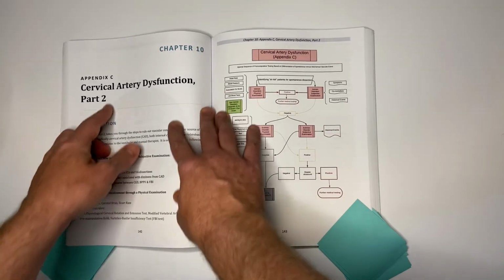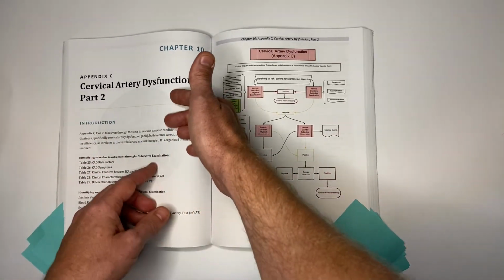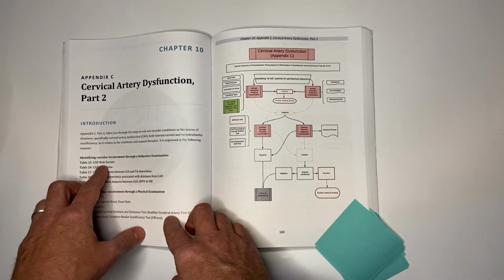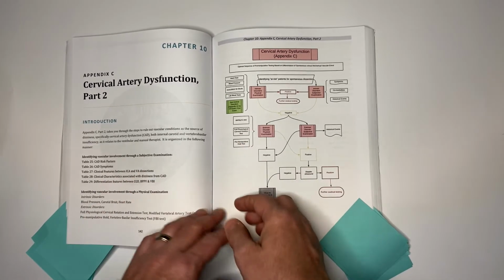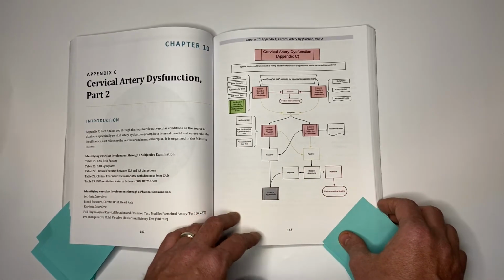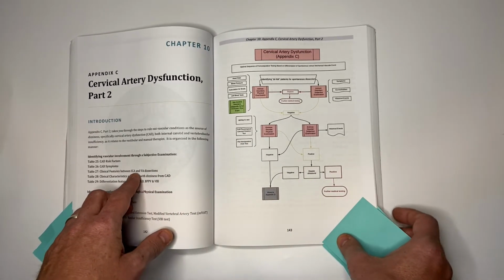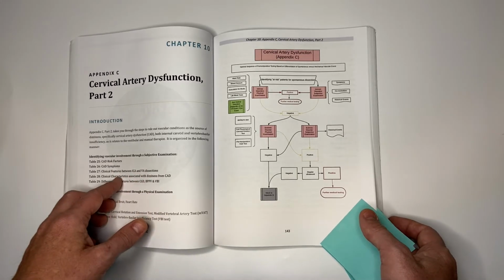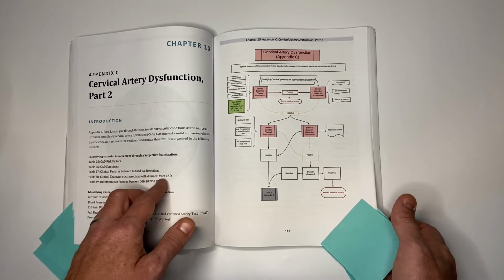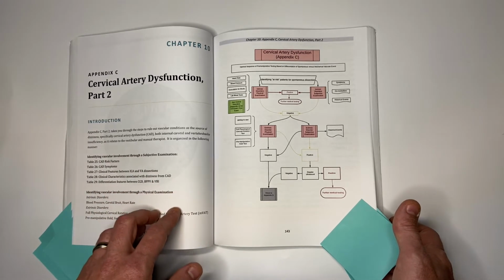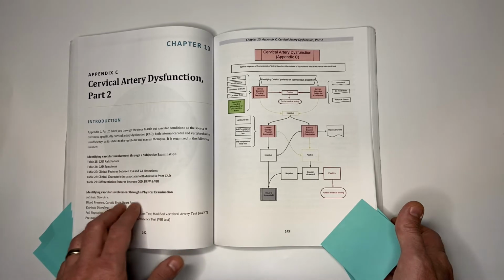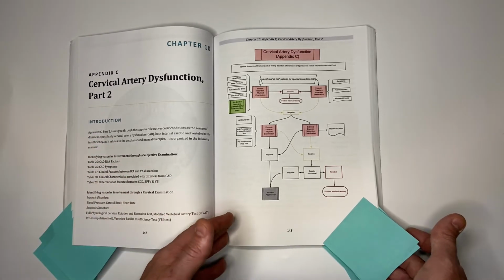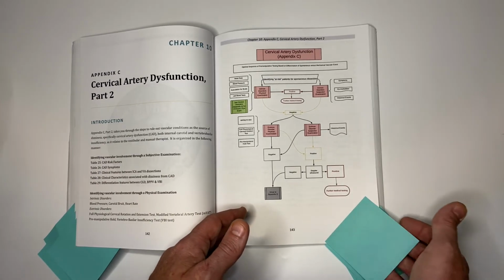Chapter 10 is part 2 for cervical artery dysfunction, and it helps us identify individuals who are at risk for cervical artery dissection, the symptoms associated with it, clinical features of internal carotid artery and vertebral artery dissections, and different clinical characteristics associated with dizziness from these conditions. We provide several tables and then show how to perform a physical examination to make sure you are appropriate in ruling out the vascular system.